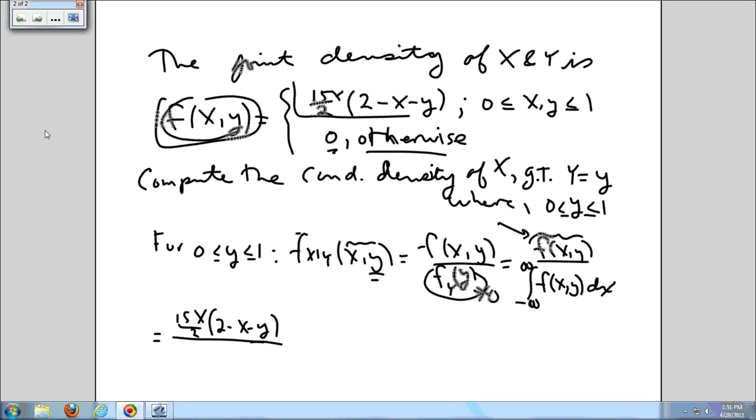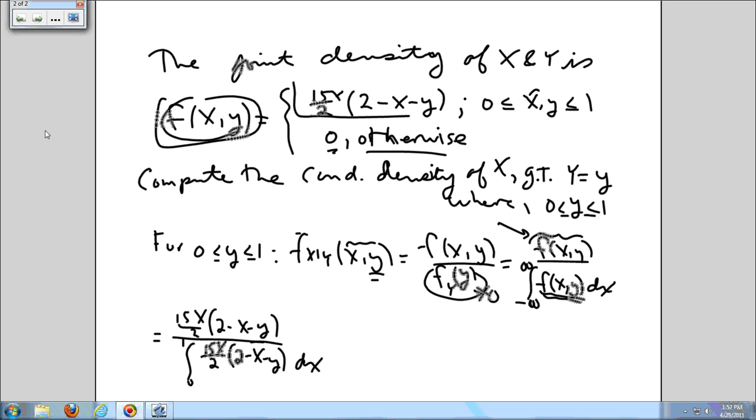Okay, and the bottom is going to be, well, most of the time, like I said above, that's going to be 0. In fact, only when x is between 0 and 1 will it not be 0. So we're going to integrate this function f of x, y with respect to x going between 0 and y.